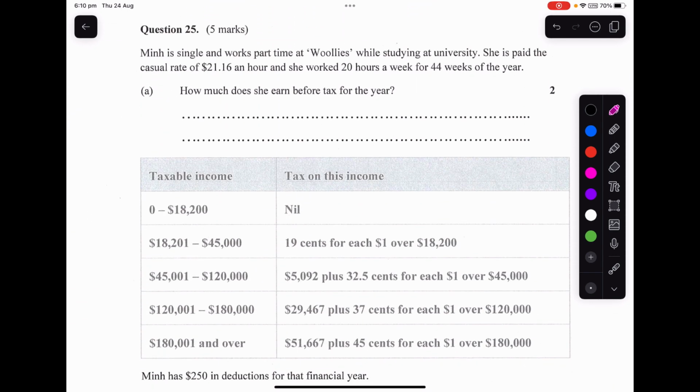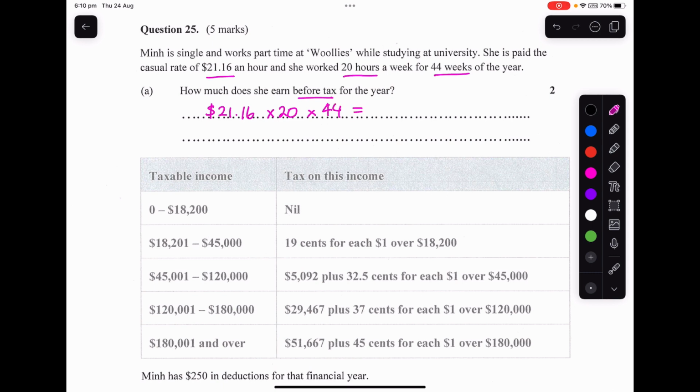Ming is single and works part-time for Woolies while studying at university. She's paid the casual rate of $21.16 an hour, and she works 20 hours a week for 44 weeks of the year. How much does she earn before tax for the year? So we're just going to take her pay rate, $21.16, multiply it by how many hours she works, and then multiply it by 44 weeks of the year.